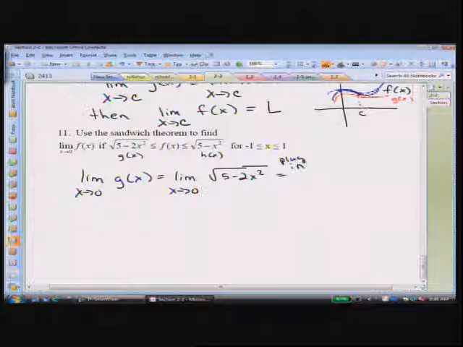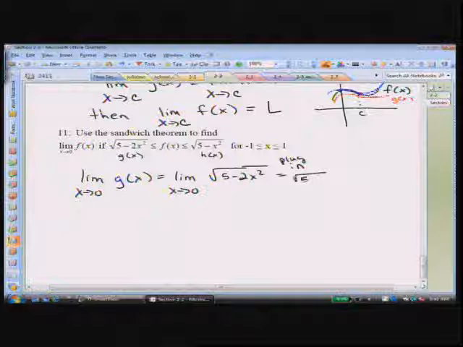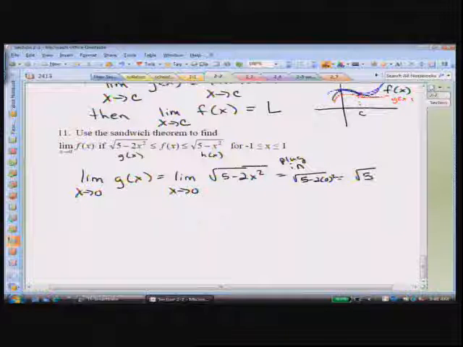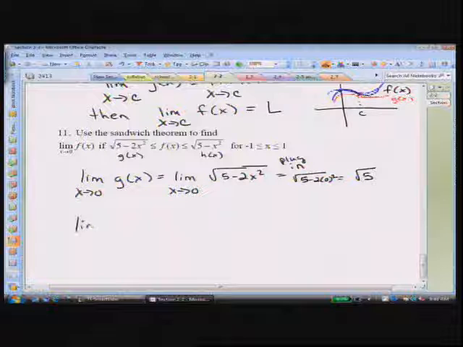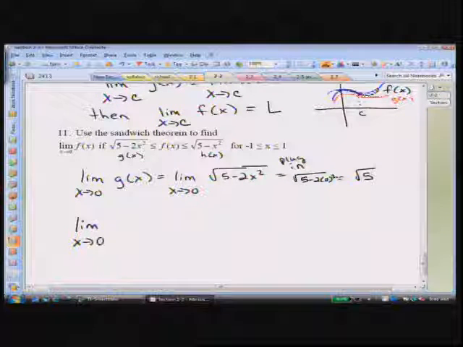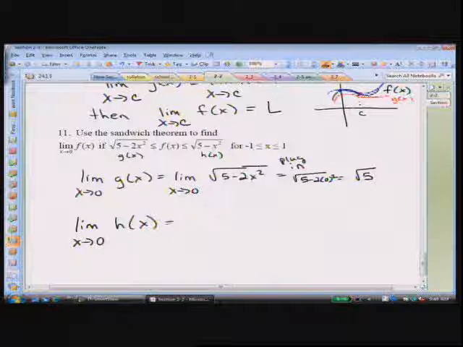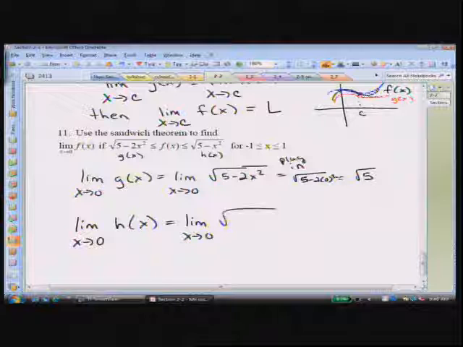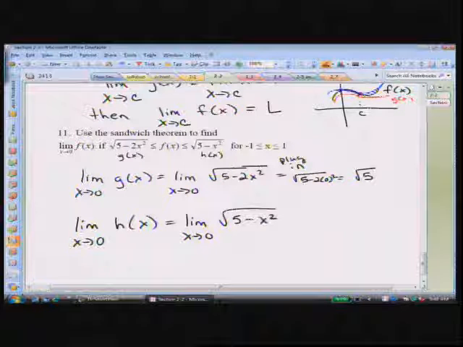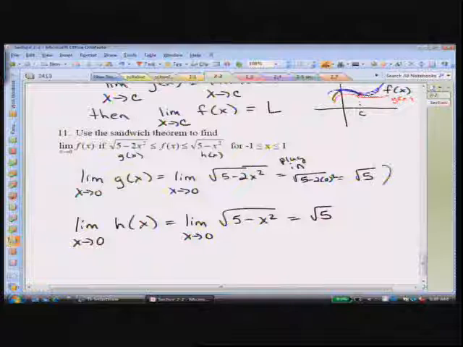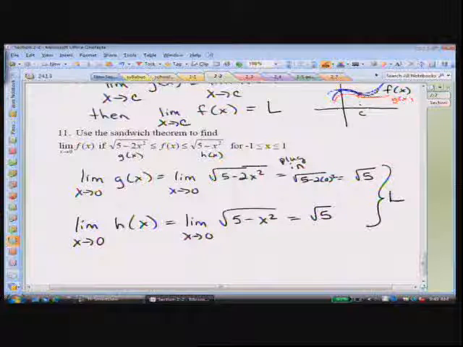Just plugging in, we can do the square root of 5 minus 2 times 0 squared, or just the square root of 5. And with the same argument, if we look at the limit as x goes to 0 of h of x, that's just going to be the limit as x goes to 0 of the square root of 5 minus x squared, which is also the square root of 5. So these are both equal to some limit L.